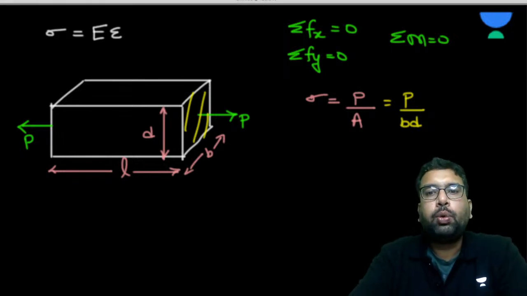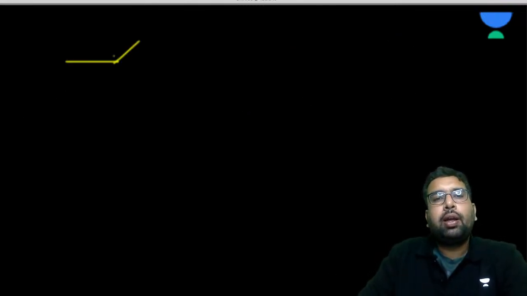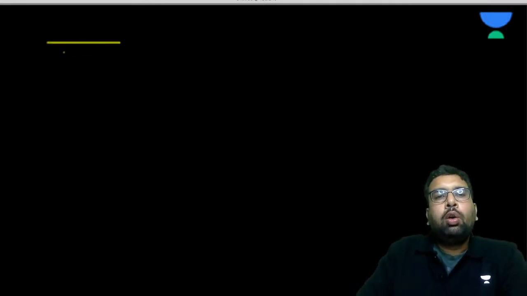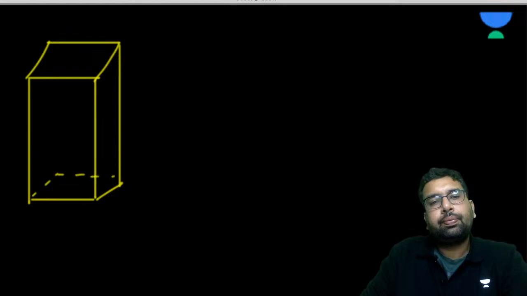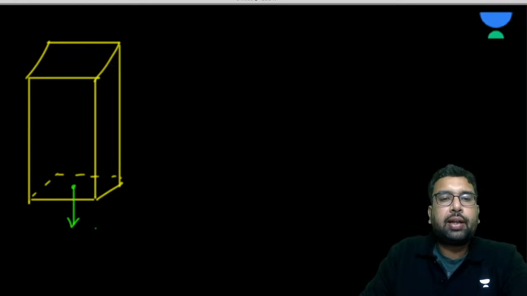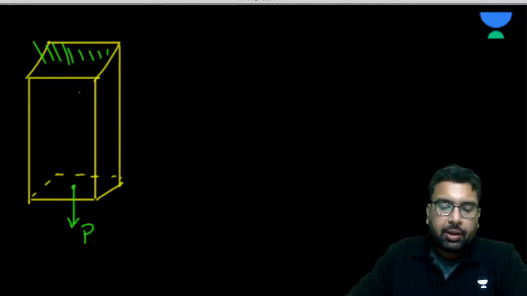Now let's suppose the force would have been applied like this. Let's suppose this is the body, a three-dimensional body. Which area to take and which dimension to take, all this is very, very important. Now please understand this. Here, let's suppose a force P is acting like this, and this end is fixed. One end could be fixed or a similar force can be applied.